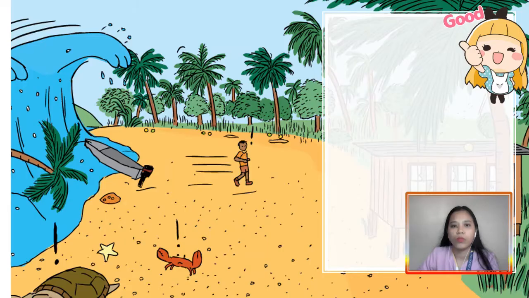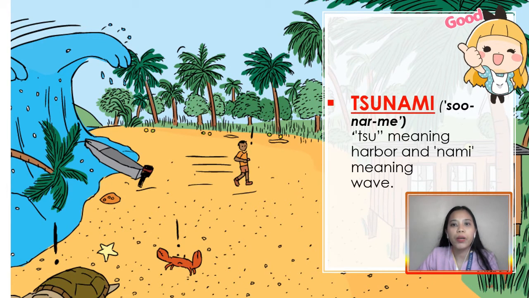Tsunami, pronounced as tsunami, is a Japanese word. Tsu meaning harbor and nami meaning wave. Tsunamis, as defined by Geoscience Australia, are waves caused by sudden movement of the ocean surface due to earthquakes, landslides on the seafloor, land slumping into the ocean, large volcanic eruption, or meteorite impact in the ocean.